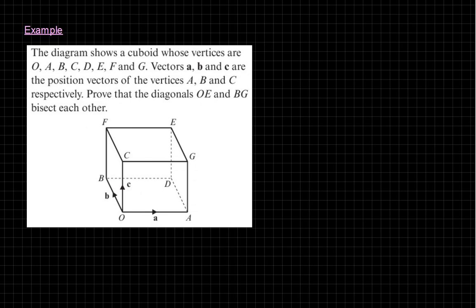The vectors a, b, c are the position vectors of the vertices A, B, and C. Okay, so non-coplanar, right? Let's just make a note of that, by the way. A, B, and C, these vectors are clearly not in the same plane. And we're going to prove that the diagonals OE and BG bisect each other. So that would be O to E is that one, and B to G is that one.